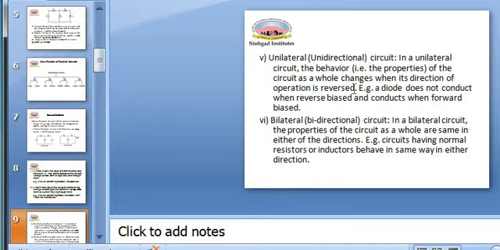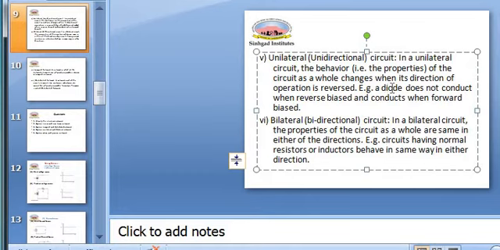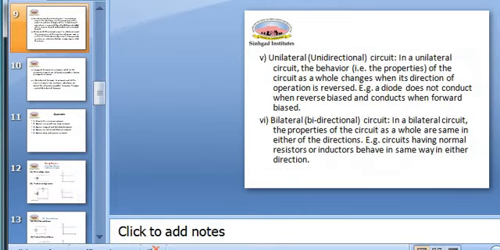But there are devices such as a diode. Do you know diode? What is a diode? A diode is a device which conducts only when it is forward biased. When we give positive to anode and negative to cathode, only then the diode is working. The diode is conducting. What happens when negative is given to anode and positive is given to cathode? It will be reverse biased. It will be open circuited. So, a circuit containing a circuit element like a diode is called a unilateral circuit.